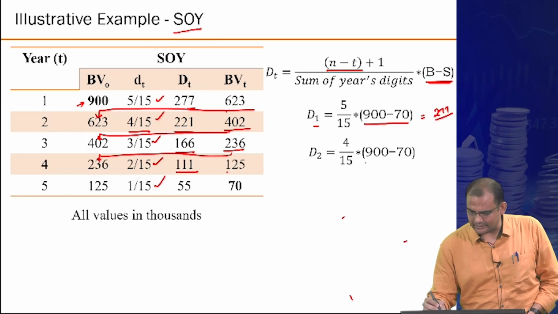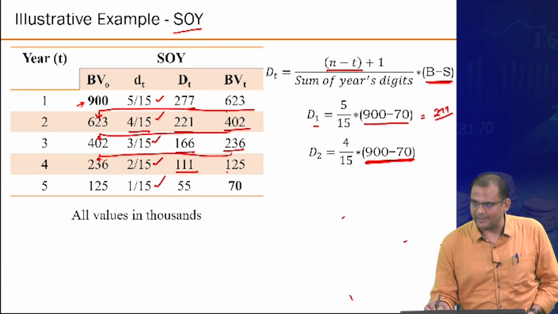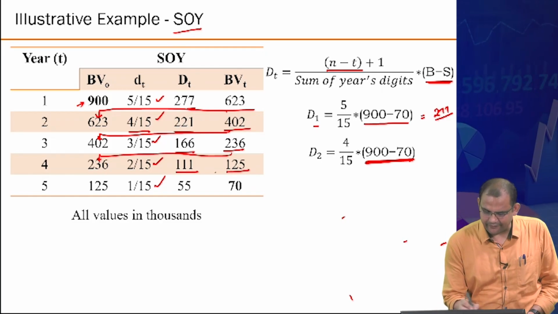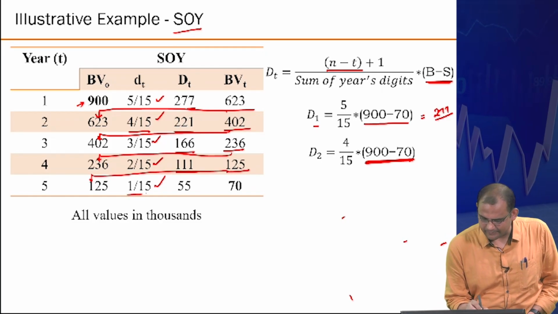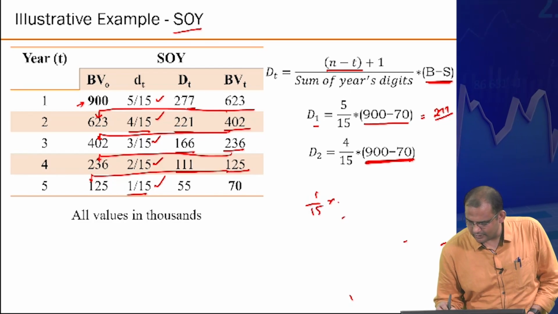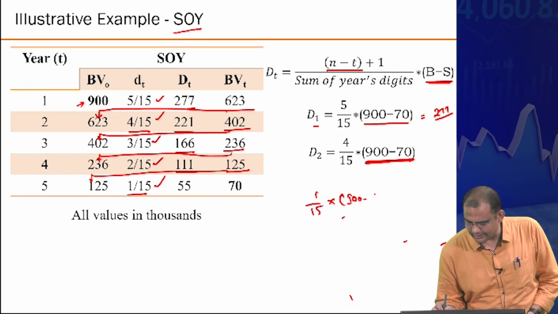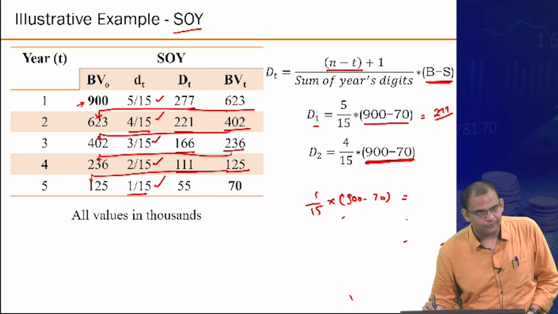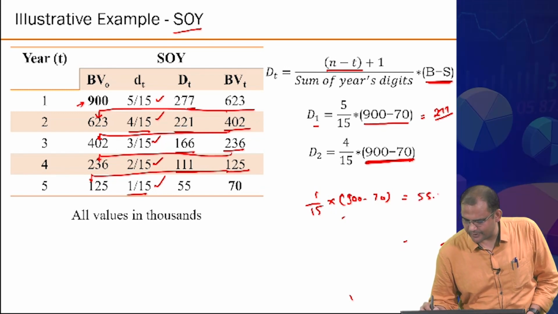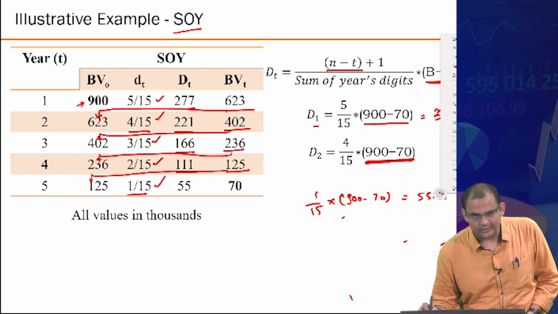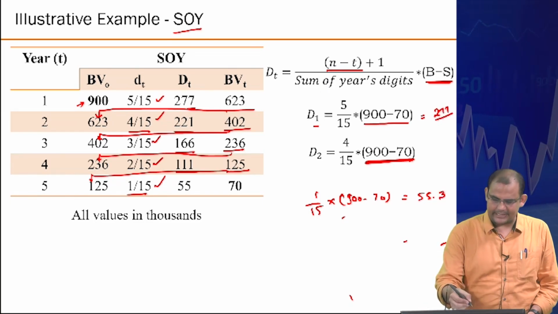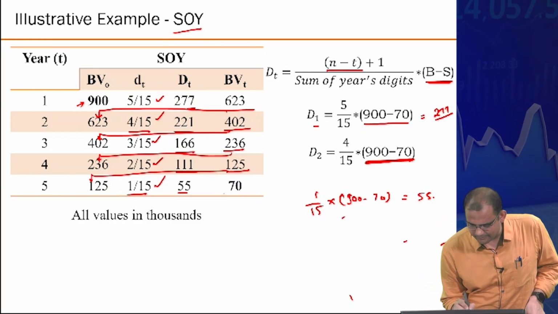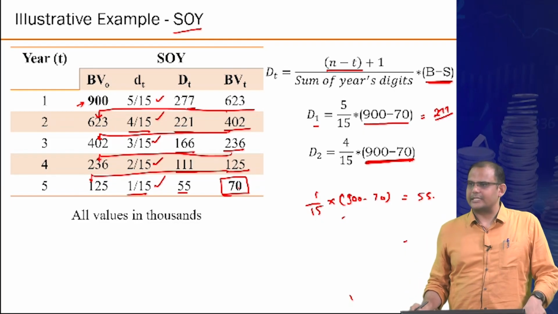No, the fraction is, you are always dividing this 900 minus 70, you are not worried about the instantaneous value. This comes out to be 125. You take 1 by 15 of this 900 minus 70. How much is this? 55.83. Okay. So, I basically rounded off all these tables. Slightly decimals will be there. But finally, you reach the salvage value.